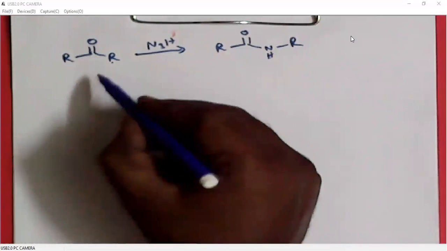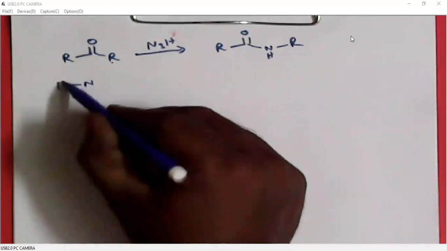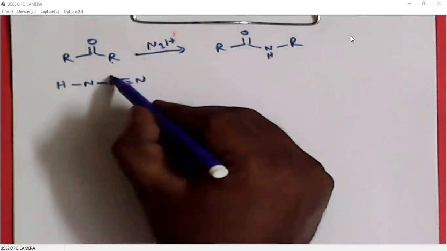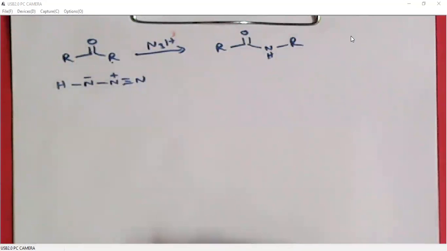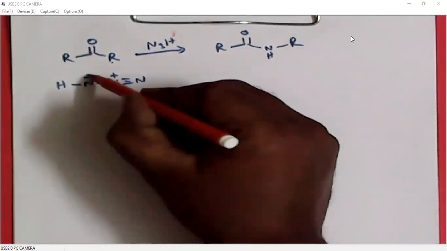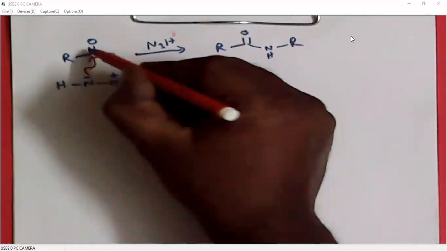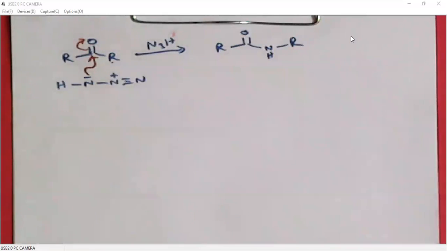How will this occur? This is hydrazoic acid. The negatively charged nitrogen will attack the carbonyl carbon. So the carbonyl oxygen will be, the double bond is polarized towards oxygen.